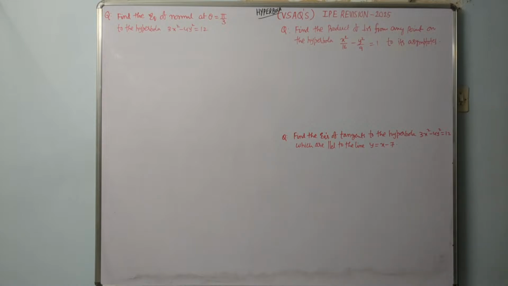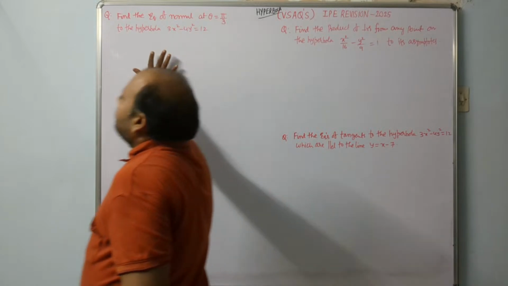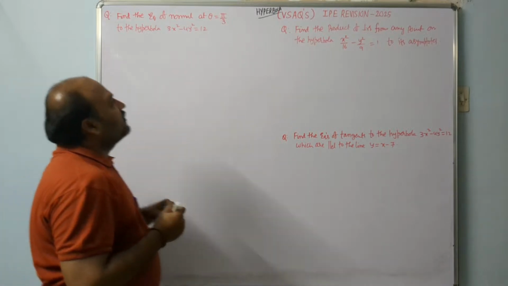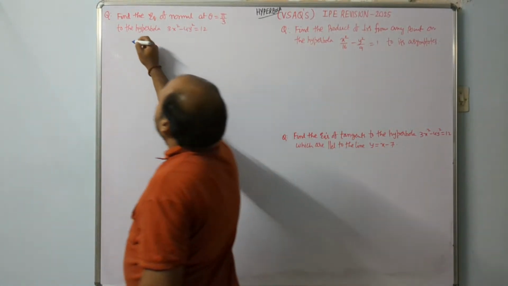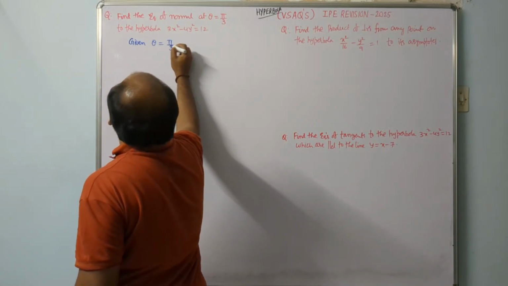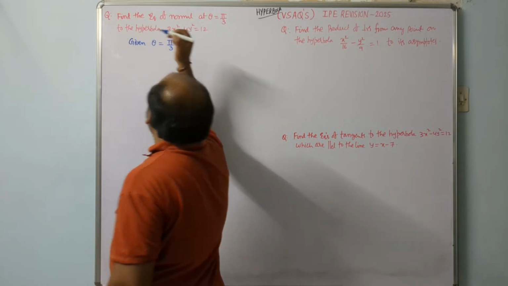So these type of problems, one time or twice they ask in the exam. So first what we have to do is, given theta equal to pi by 3, that means 180 by 3 means 60 degrees.